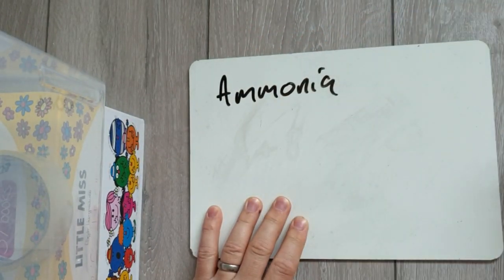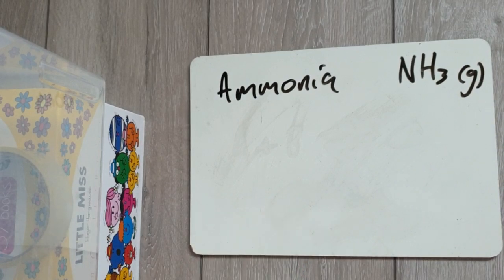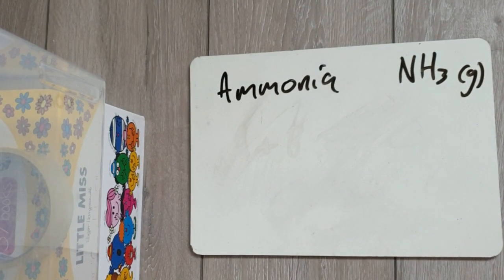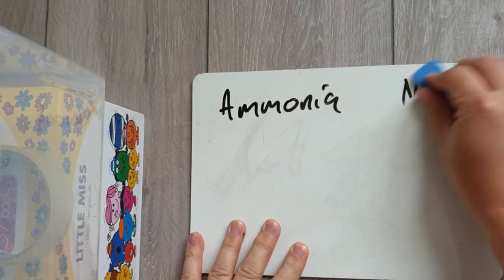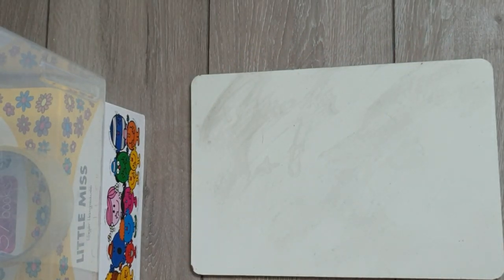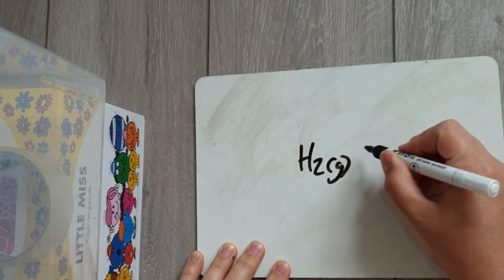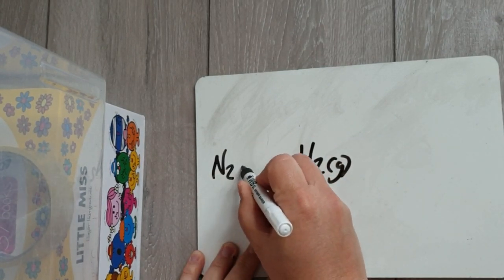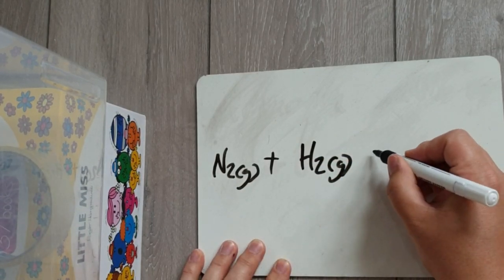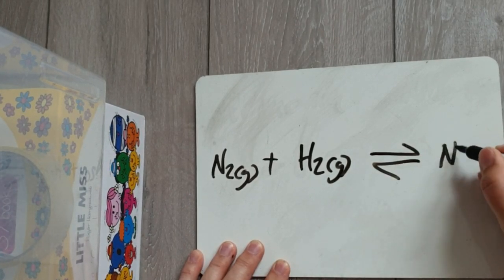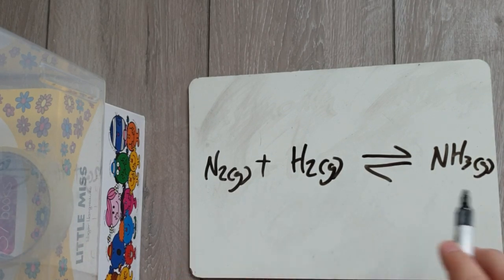So ammonia is NH3. It's a gas at room temperature. It's really important. We use it for all kinds of things, mainly fertilizer to help grow food. So we need to be able to make it, and it's a reversible reaction to make it. We make it using hydrogen, H2, which is a gas, and nitrogen, N2, which is also a gas. So nitrogen plus hydrogen makes NH3, which is a gas. And we've got a reversible symbol because this is a reversible reaction.